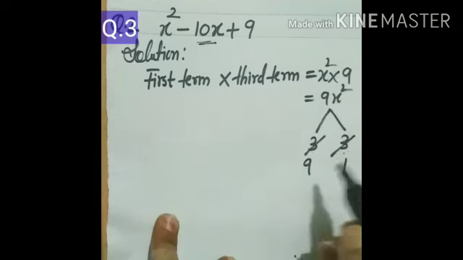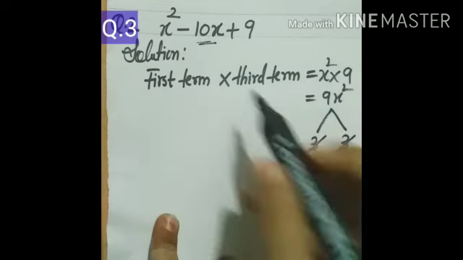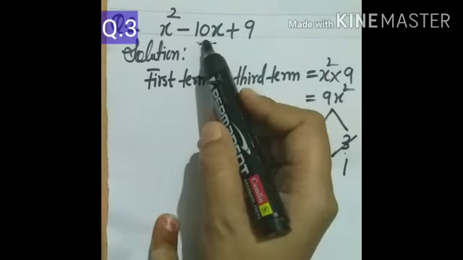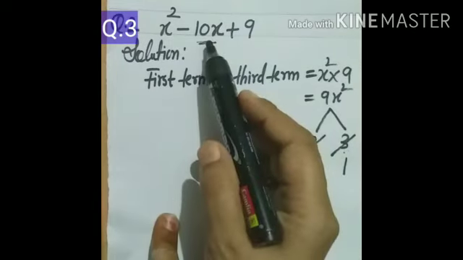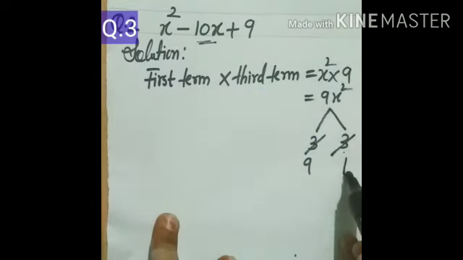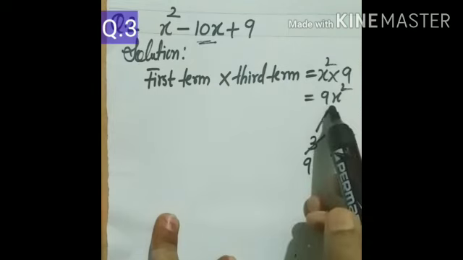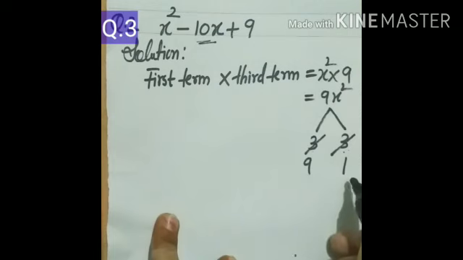Okay children. Now if I am adding these two, 9 plus 1, 10. So what is the middle term? 10. So it means if we are adding these two, we are getting the middle term. If I am multiplying these two, we are getting the product of the first term and third term. So now we take these two factors.